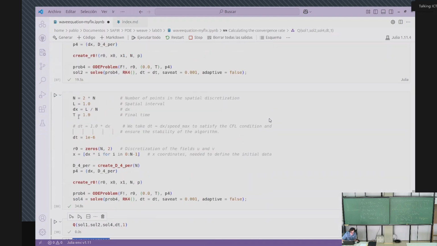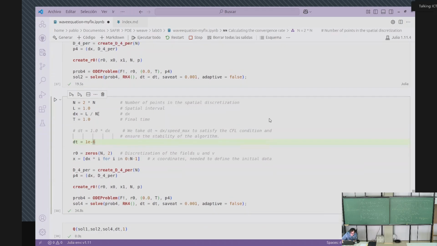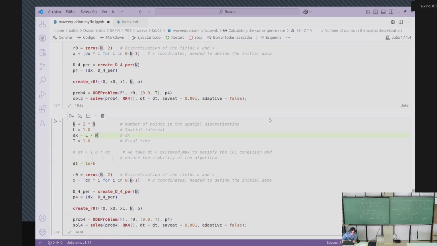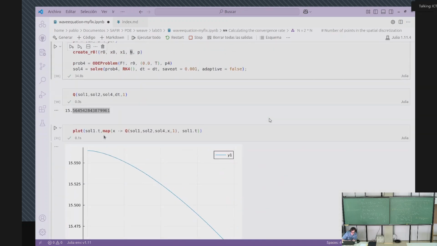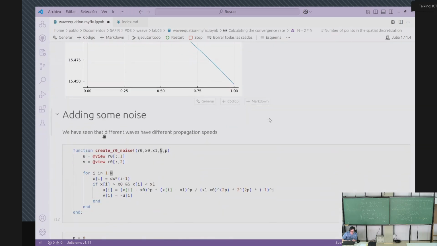I think this is correctly done. Let me check later, because maybe sometimes you make a mistake and this n should have been an n minus 1 to get the correct value, but I think this is correct in this case. Okay.